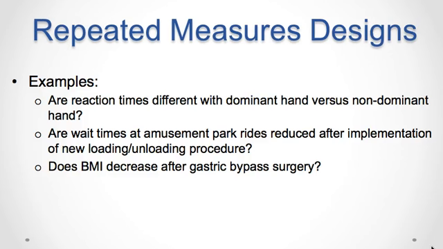Here are some more examples for repeated measures designs. 1. Are reaction times different with dominant hand versus non-dominant hand? 2. Are wait times at amusement park rides reduced after implementation of a new loading-unloading procedure? 3. Does BMI, or body mass index, decrease after bypass surgery?